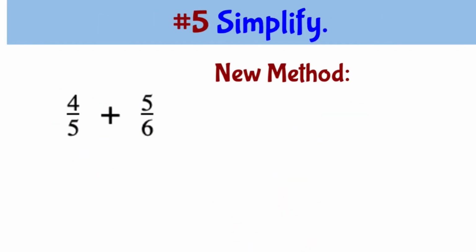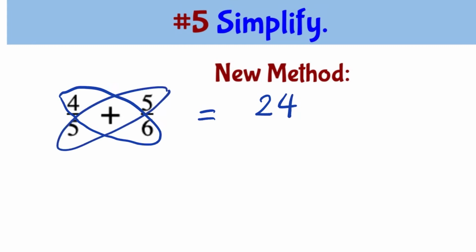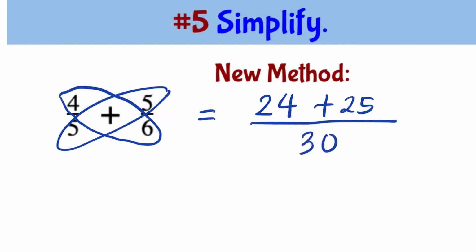Example number 5. Simplify 4/5 plus 5 over 6. Using Gandhi's method, we multiply 4 times 6, which is 24. 5 times 5 gives us 25. And the denominator is 30. We multiply 5 times 6. So now this is 49 over 30.